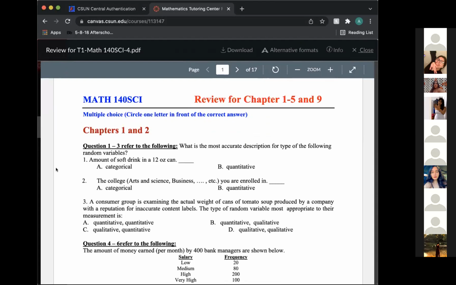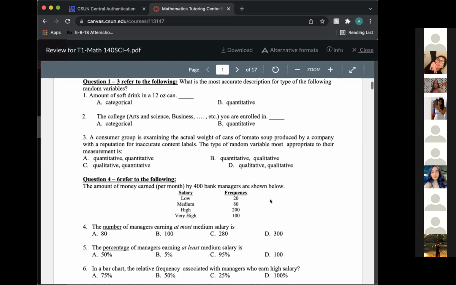Question 1-3, refer to the following. What is the most accurate description for type of the following random variables? Amount of soft drink in a 12 ounce can. That would be quantitative. It is numerical. It is an amount. And two, the college that you are enrolled in is categorical. There's no math involved. It's just categories. So one is B, two is A.